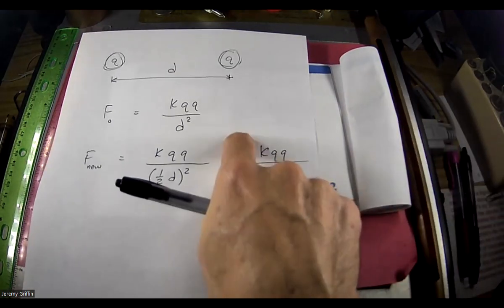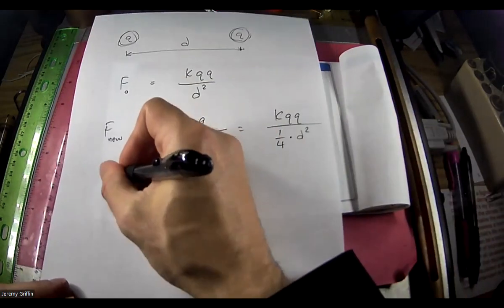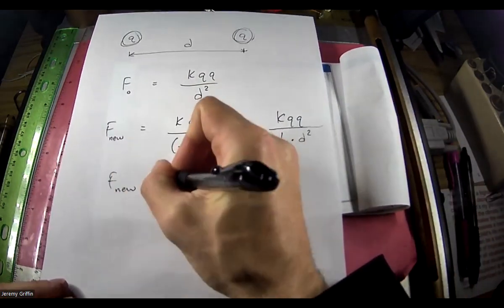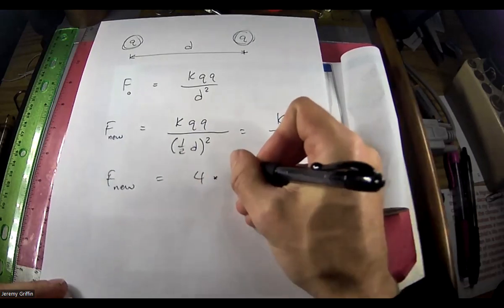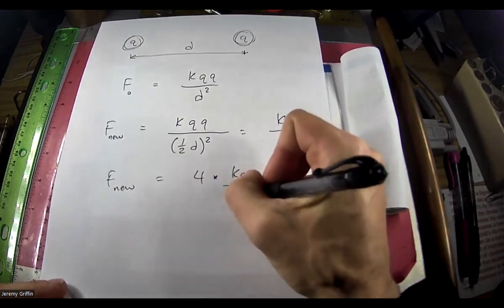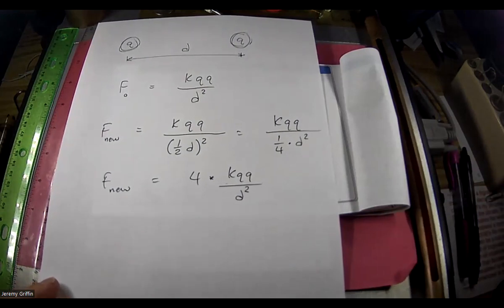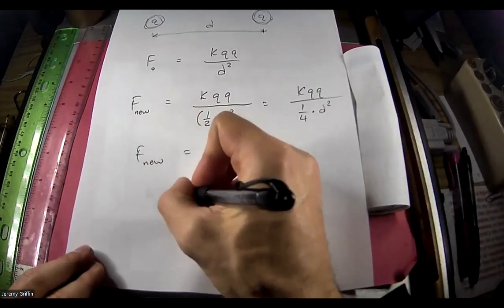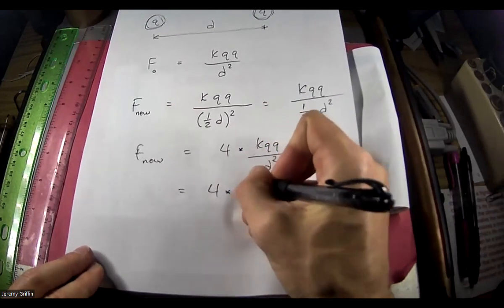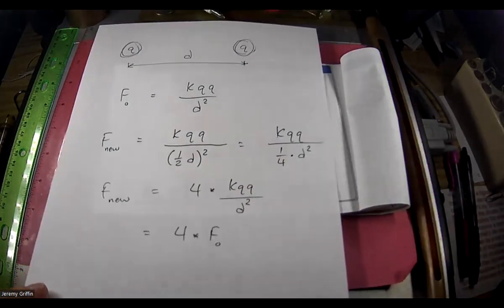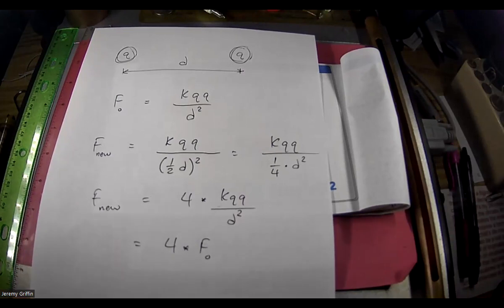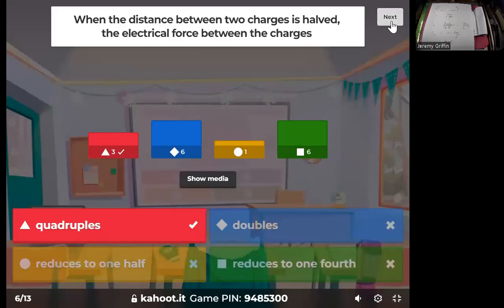Guys, what is 1 divided by a quarter? Is that like 4? The 4 comes back out on top: 4 k Q Q over distance squared. Would that be true? Which is 4 times the original force. So double the distance, you get a quarter of the force. Half the distance, that's 4 times the force. It's a good process to review right there.